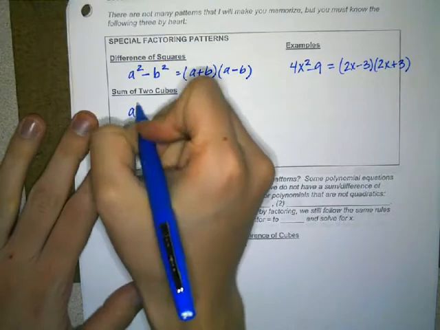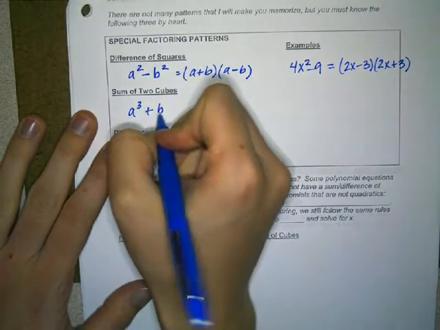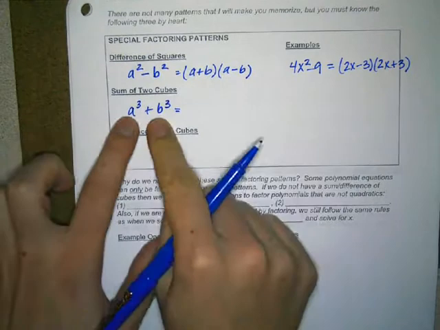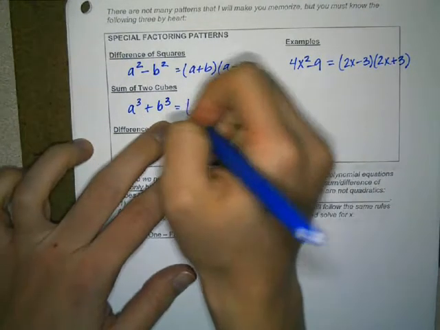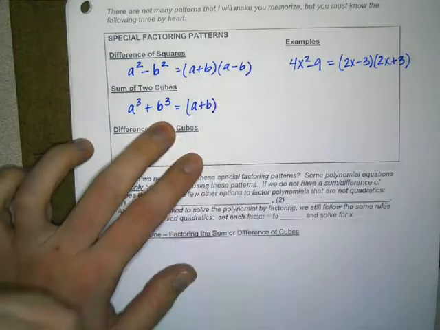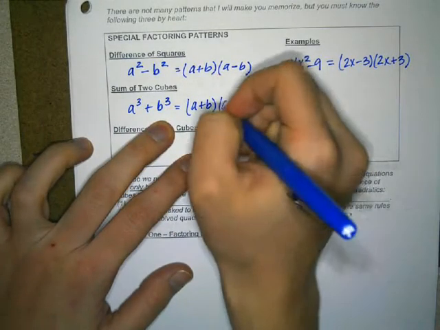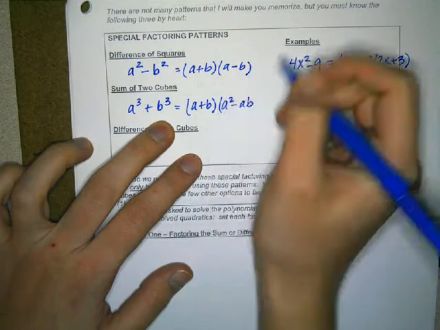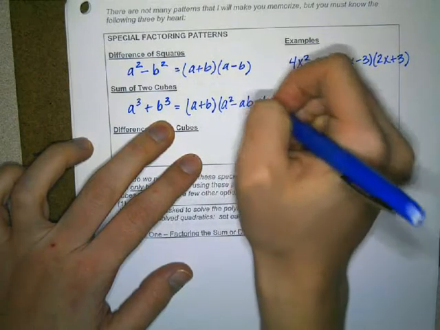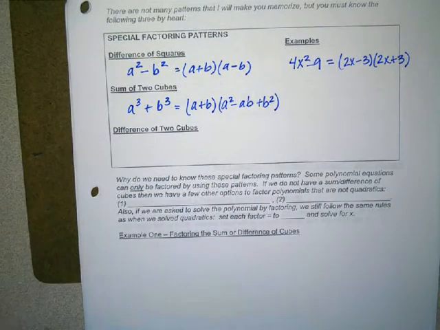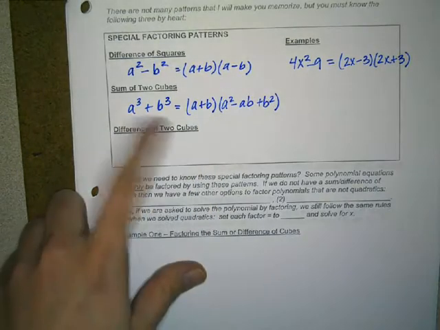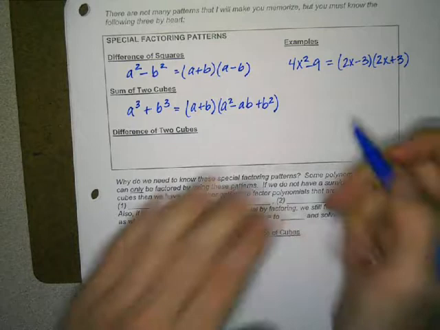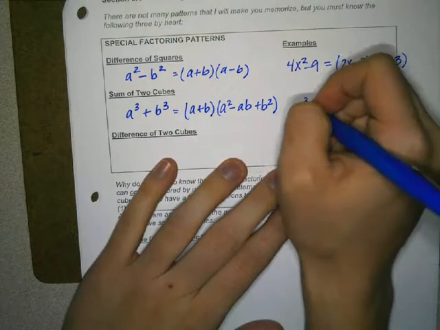Okay. Sum of two cubes. Sum means adding. Now you'll see that the two terms are now cubed. To factor this, the pattern is a plus b times a squared minus ab plus b squared, where the a and the b are the cube root of both those terms. An example of this would be x cubed plus 8.